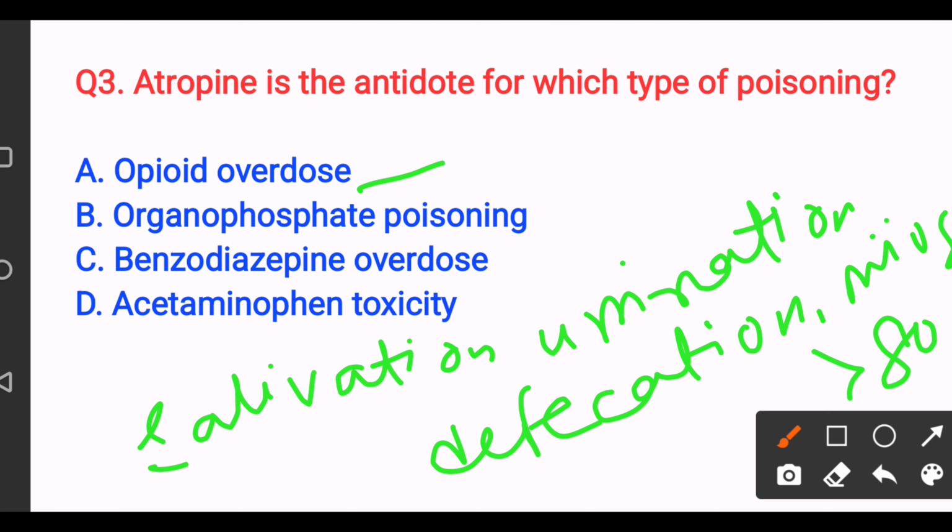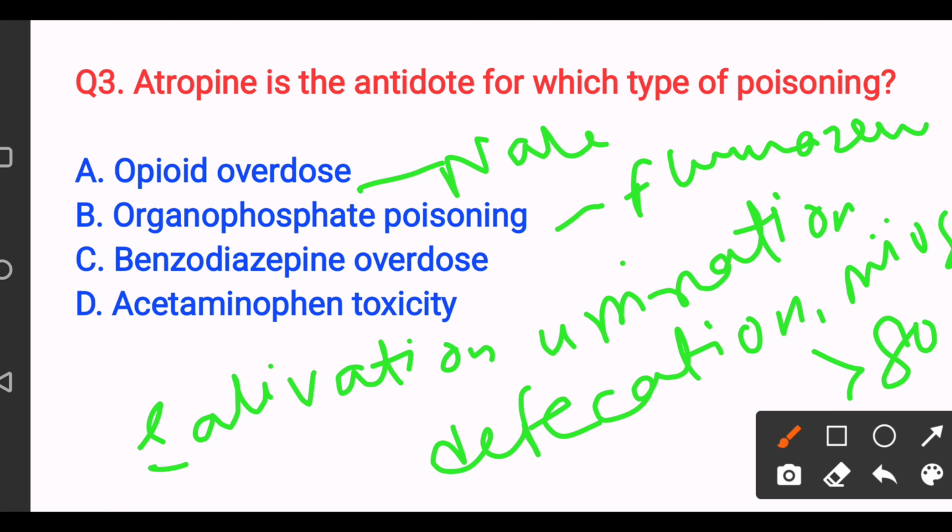The antidote for opioid overdose is naloxone. For benzodiazepine overdose we use flumazenil. For organophosphate poisoning, atropine. For acetaminophen toxicity, we use the antidote N-acetylcysteine.